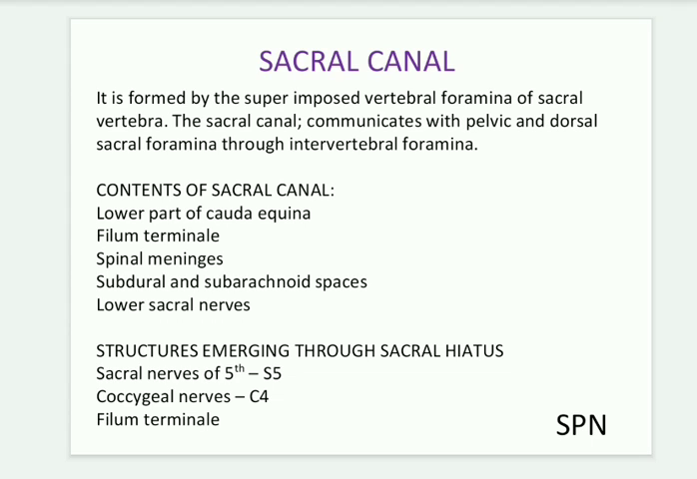Then, what are the structures passing through the sacral hiatus? There are the sacral nerve S5, the coccygeal nerve Co1, and the filum terminale. So, these are the contents and structures of the sacral canal.